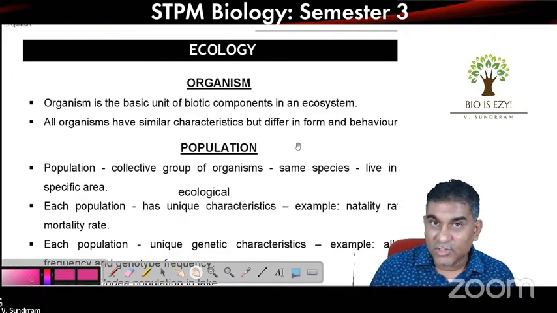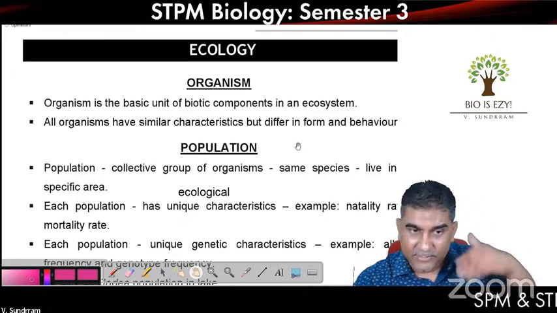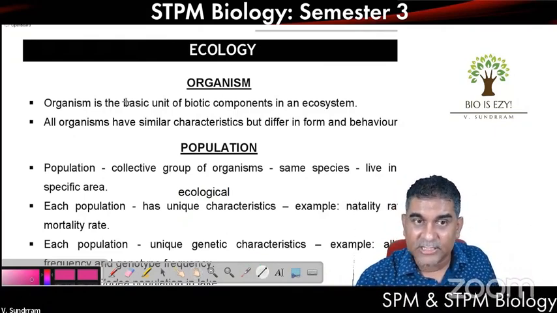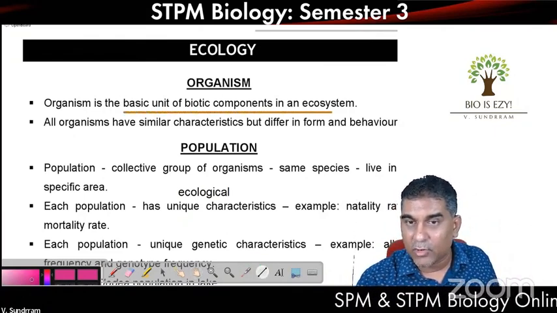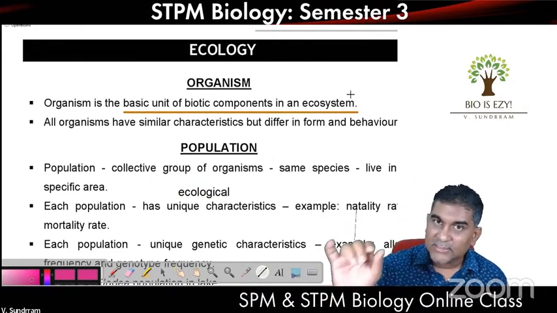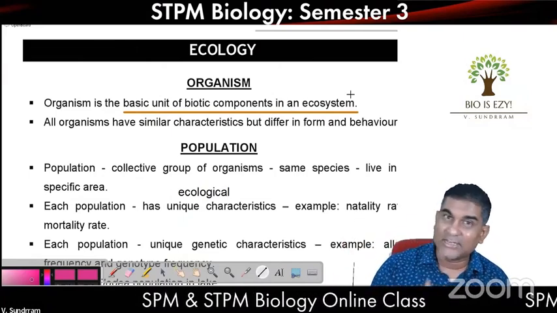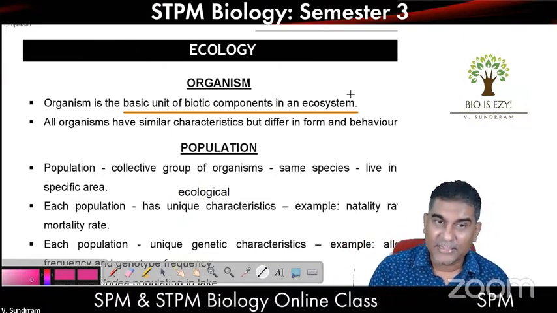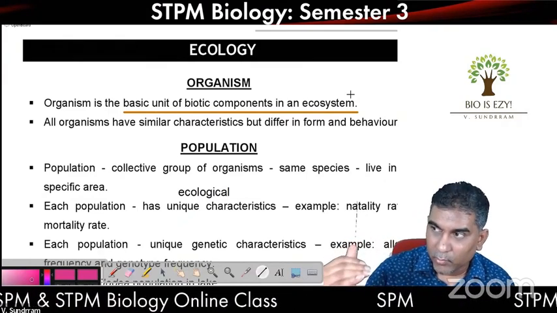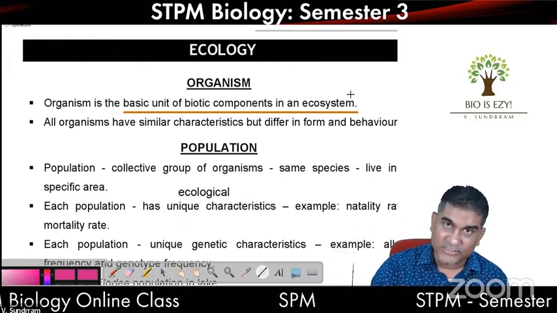So the definition of species, an organism. We start with organism here, but sometimes we can also start with the species. Organism is the basic unit of biotic component in an ecosystem. Smallest living component in the ecosystem is a single organism. Basic unit of biotic component. Now, from one organism, which is also actually one species.